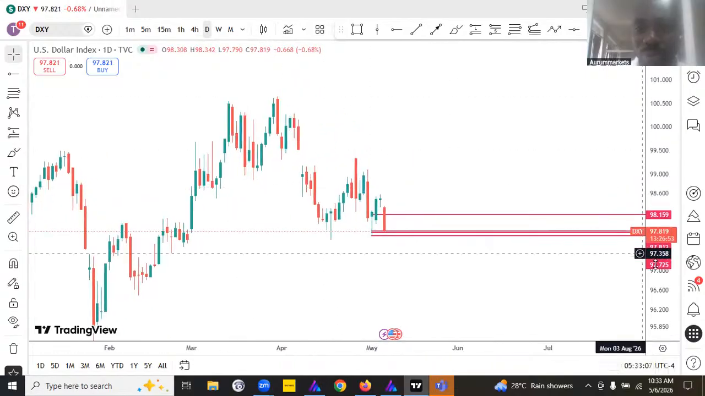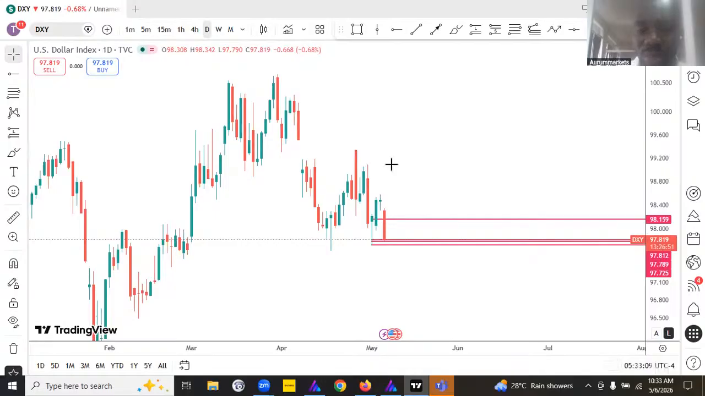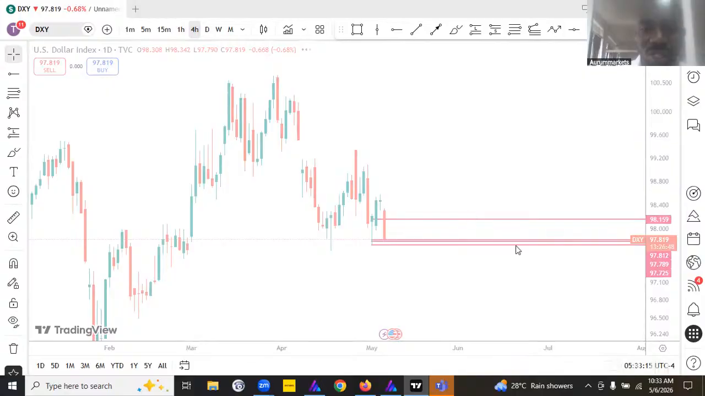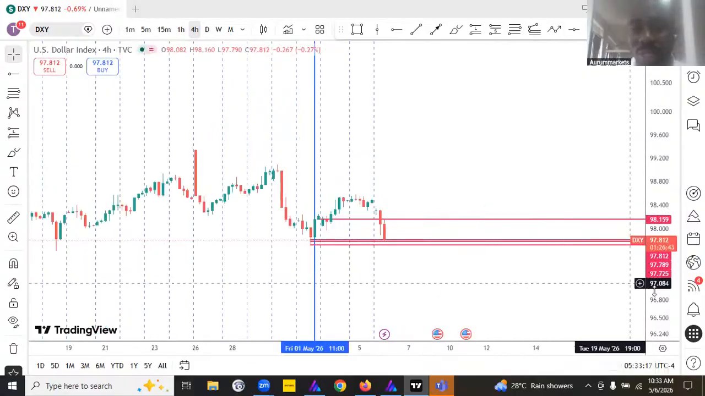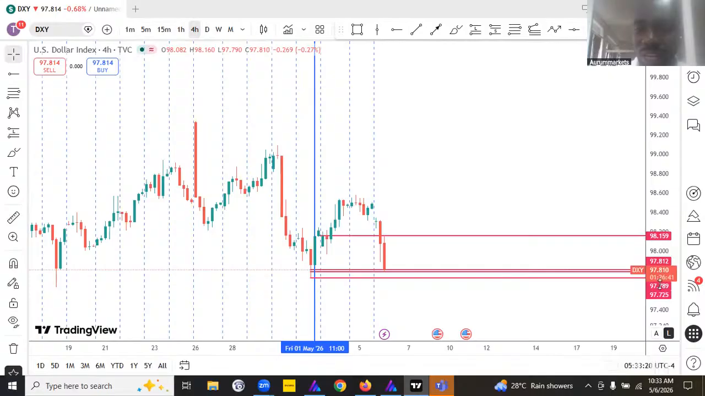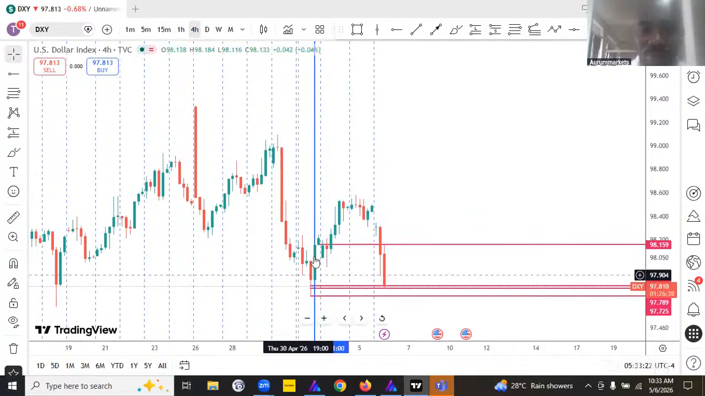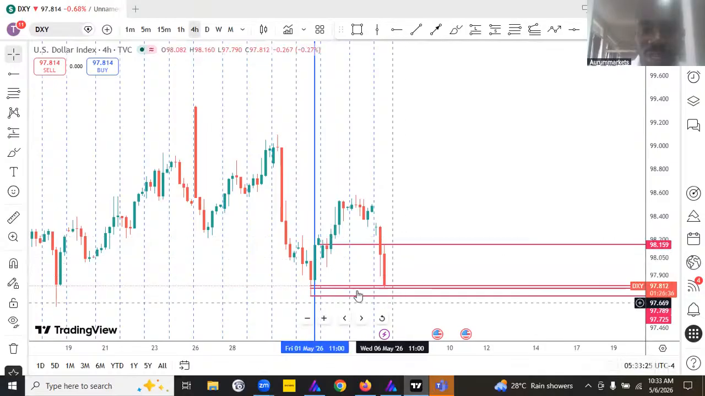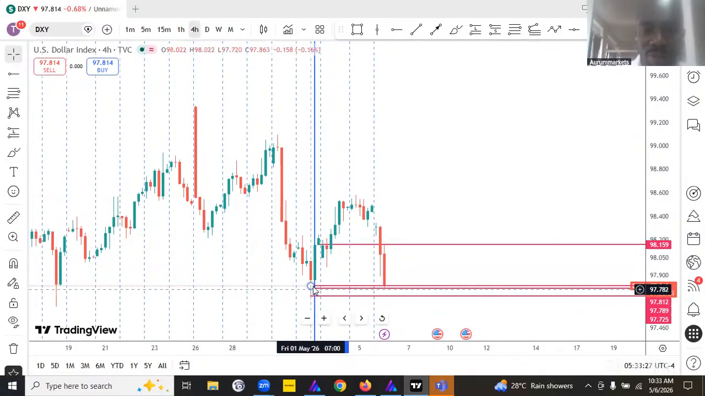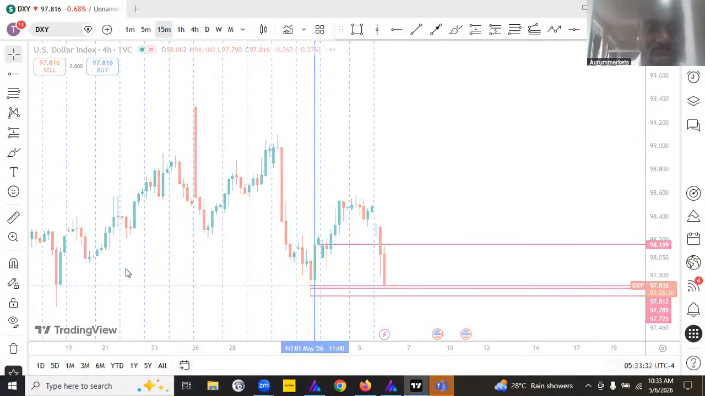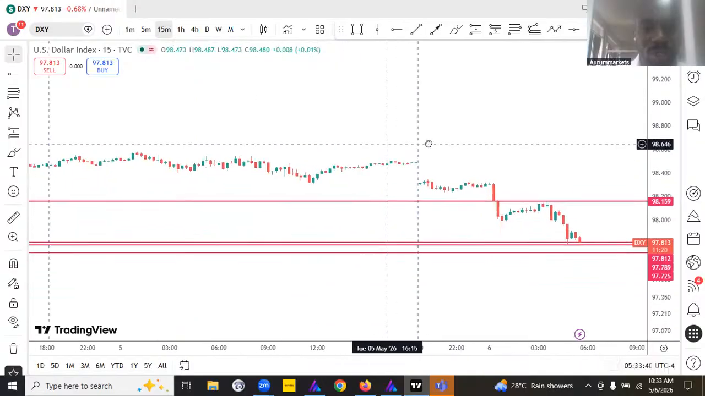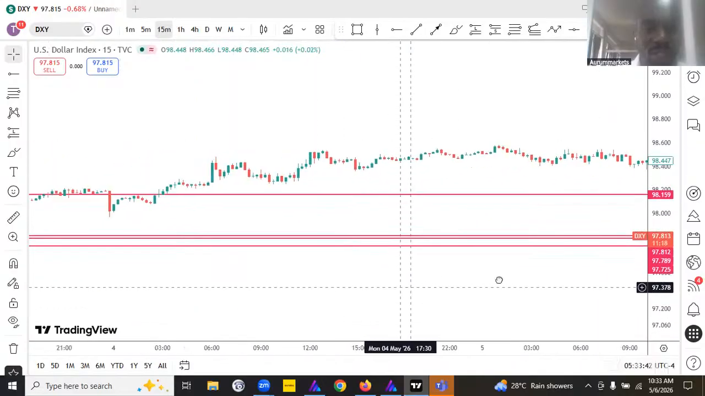But right now, price is at a discount area, so this is not the right time to look for sells on the dollar. This sell was to come fill a fair value gap on a lower time frame. If you go down to 15 minutes, you'll see the fair value gap, and that gap has been filled. So you should be looking for opportunity to buy and not sell.